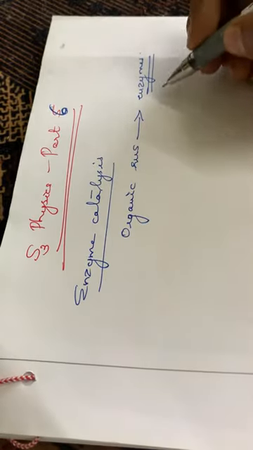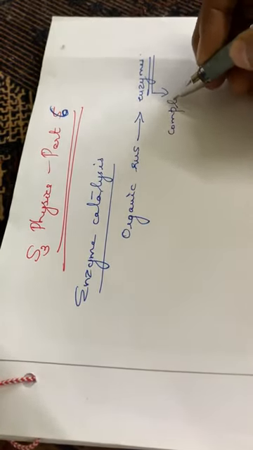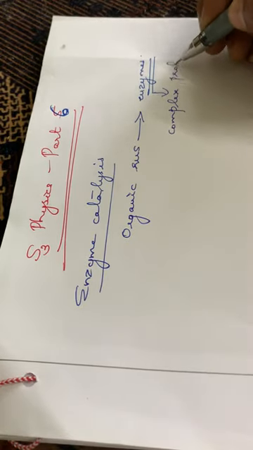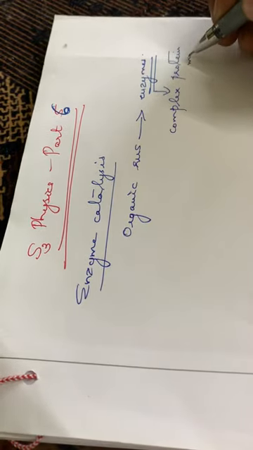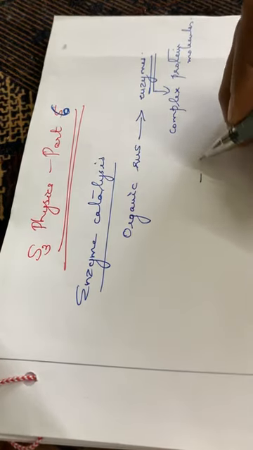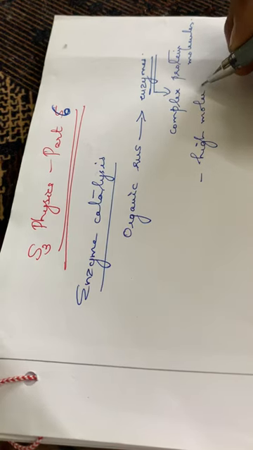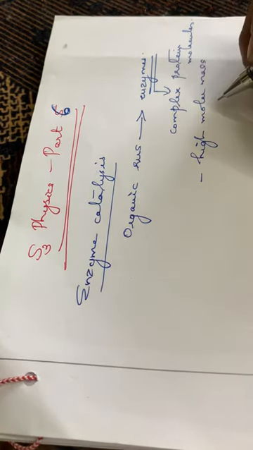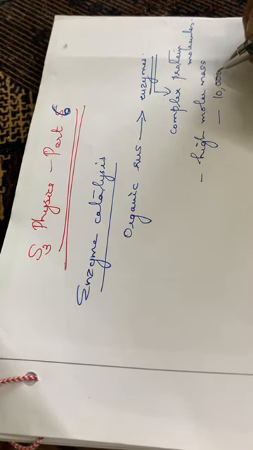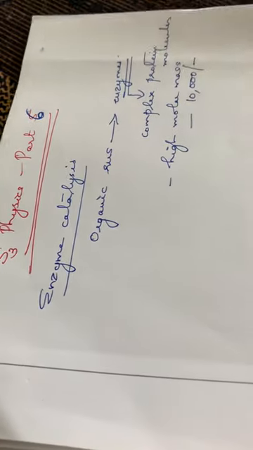Also these enzymes are complex protein molecules, and these protein molecules have a very high molecular mass, usually greater than 10,000. So that is what is called enzyme catalysis.